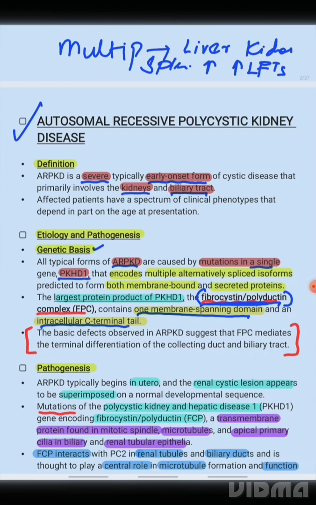Basically, the function of this FPC complex is to have a developmental control over the configuration of the collecting duct and the biliary tree. So if there's some kind of disruption, there might be some saccular dilatation or cyst formation in the biliary tree, and the normal epithelia won't remain normal because of the dilation.